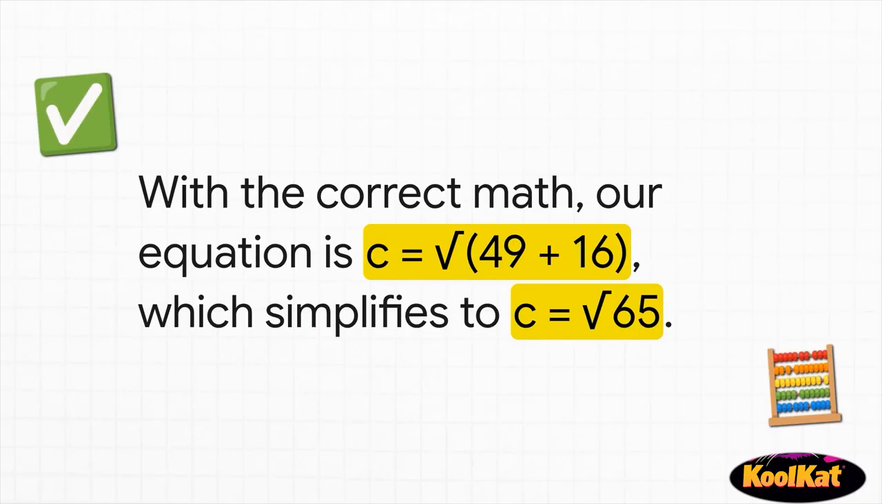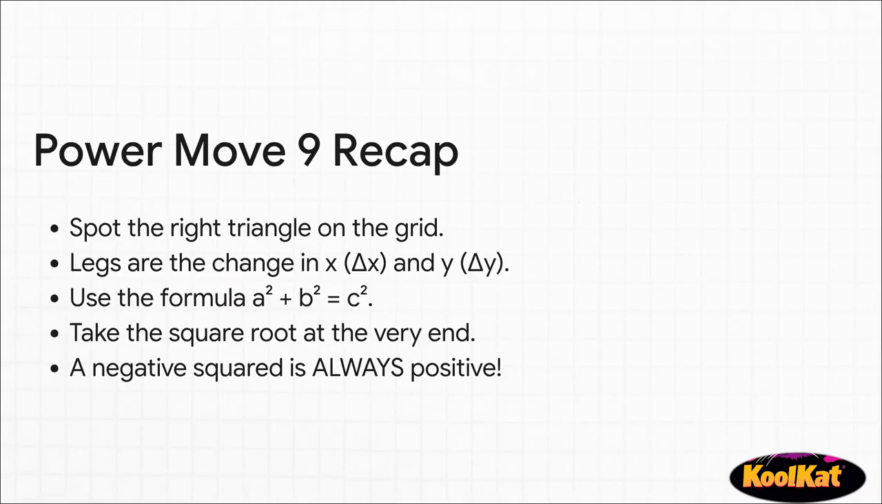So when we do it the right way, our equation becomes the square root of 49 plus 16, not minus 16. And that gives us the square root of 65. Now you might be thinking, 65 isn't a perfect square, and you're right, but that's totally fine. You get a calculator on the GED. So you just punch in the square root of 65, and you get about 8.06. And that's it. That's our answer. The distance between those 2 points is 8.06. We did it!